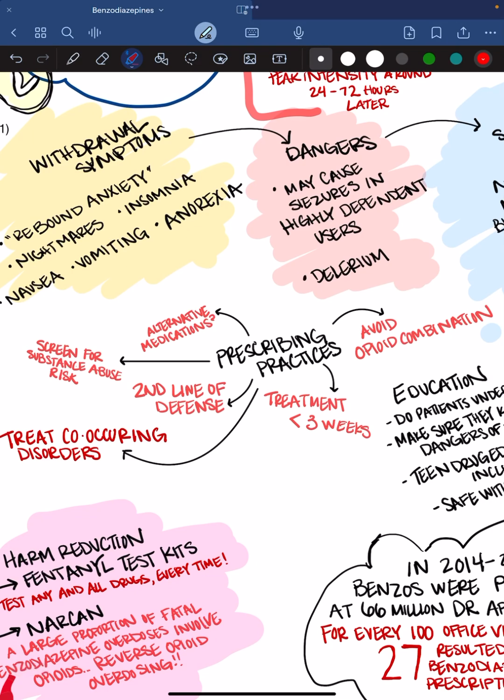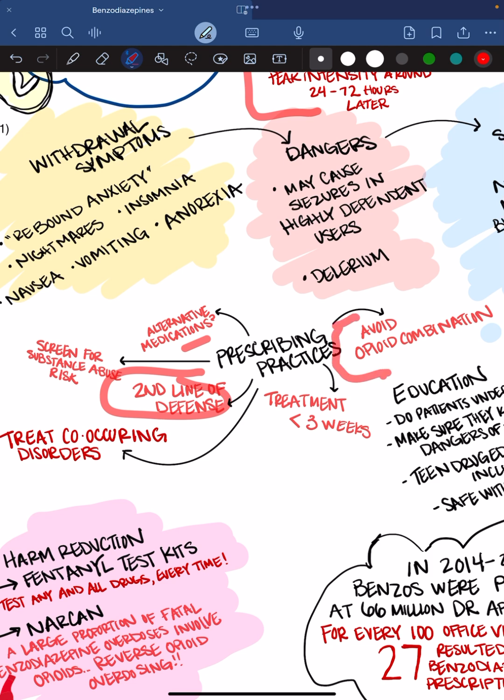Prescribing practices are another way that we can safely manage benzodiazepines. And some of those ways are to treat benzodiazepines as a second line of defense. For a long time, it was the first thing that was prescribed as soon as anxiety and panic symptoms were brought to a doctor, but physicians are starting to think of it more as a second line of defense, to try other alternative medications first or in combination with the benzodiazepines to lessen the amount that needs to be taken.